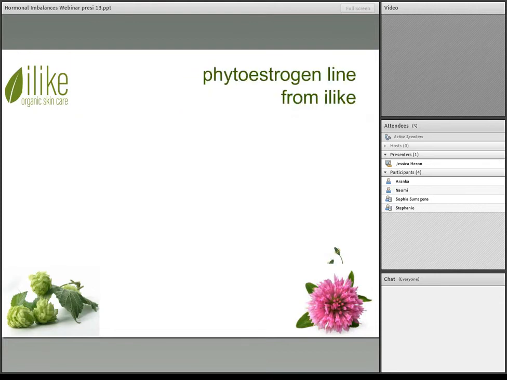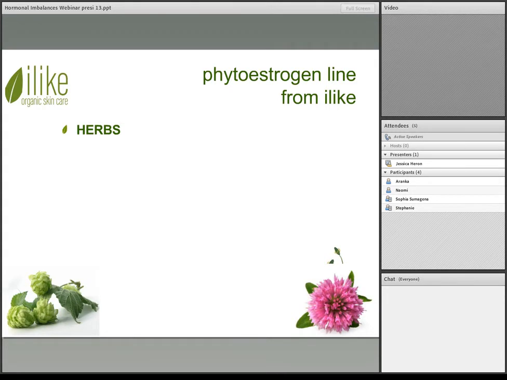So overall, we learned that phytoestrogens have a very positive effect on our skin, and they will also be a solution to help you with addressing many of the symptoms that we just overviewed associated with estrogen imbalance, insulin imbalance, and also thyroid imbalances. So let's take a look at some of the herbs that are used in the Ilike products, a part of our phytoestrogen line.